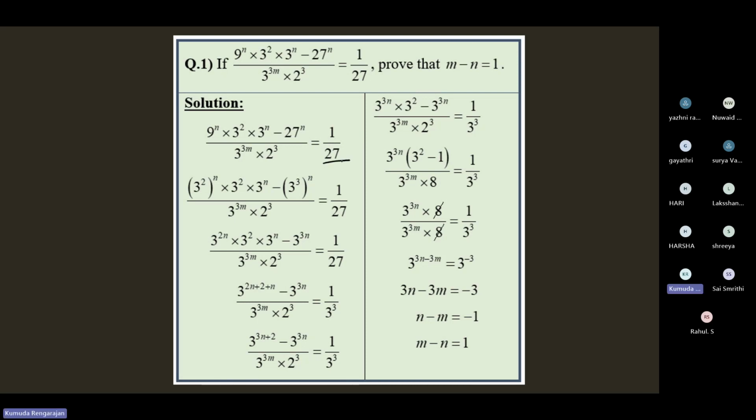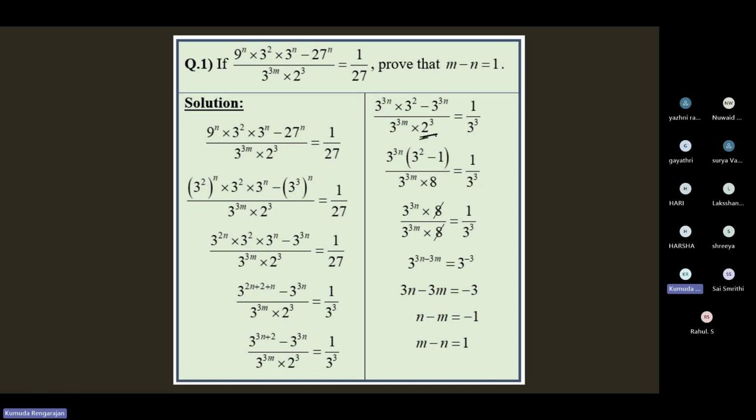See, these changes: 27 as 3 cubed, 2 cubed as 8. You can make them at any point, it's not that you have to do it here. But why have I done it here? Because now we realize that the numerator is 3 squared, 9, 9 minus 1, 8. So you can cancel 8 and 8.